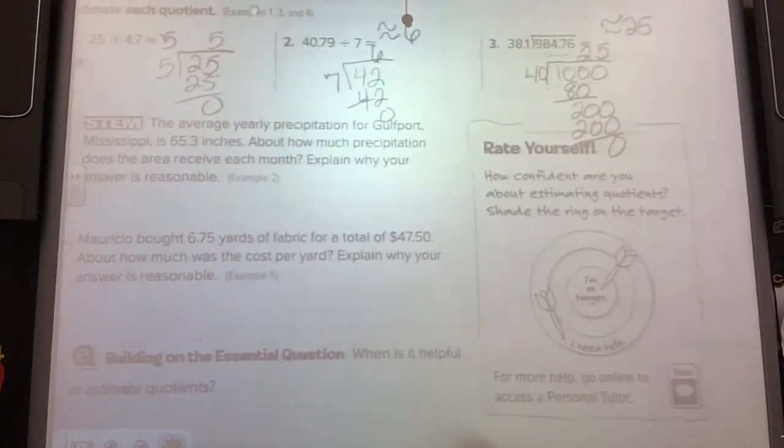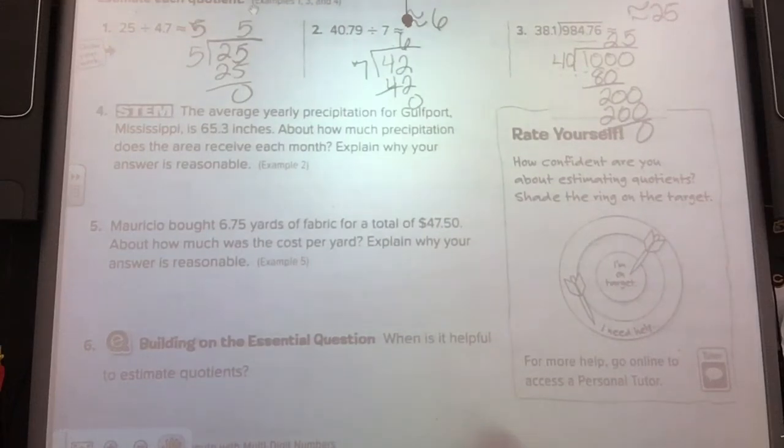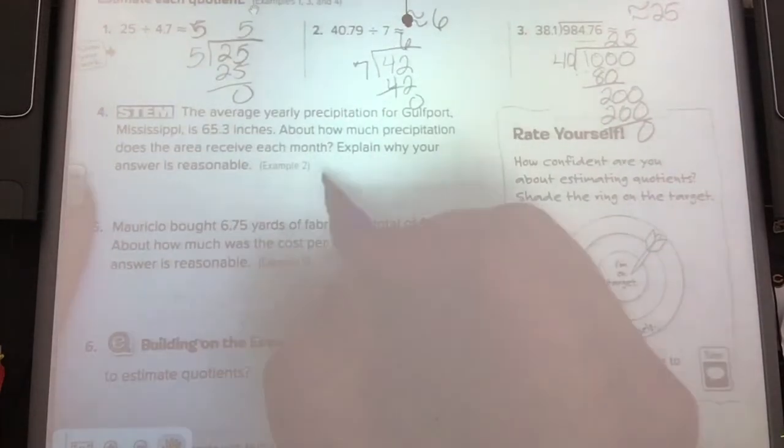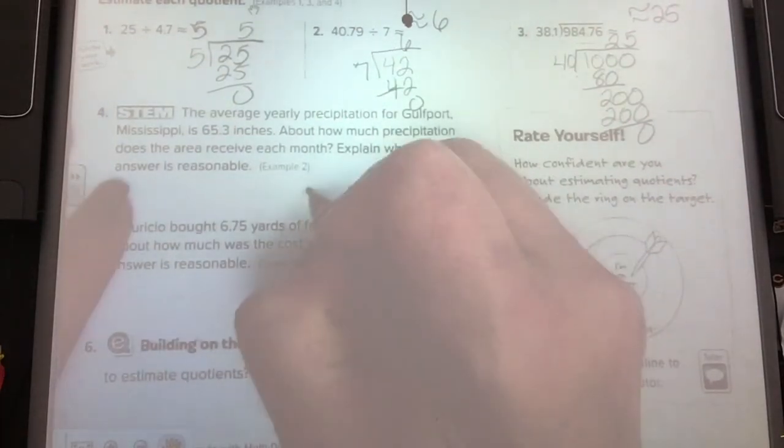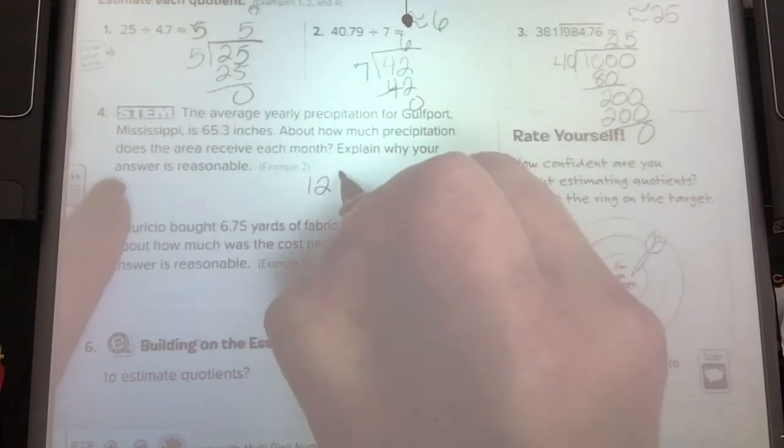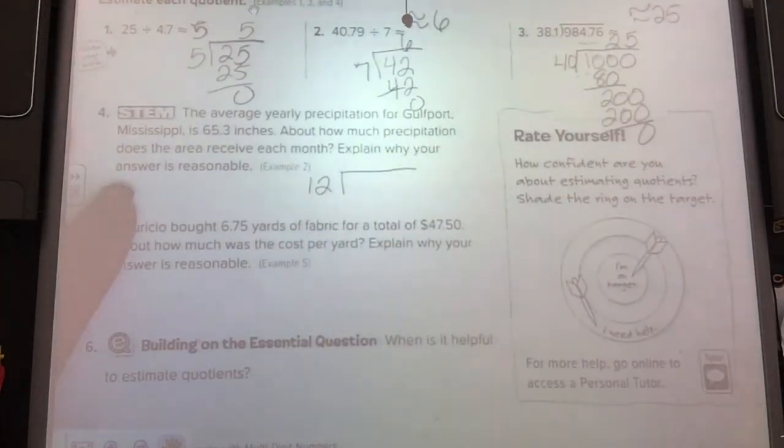All right, the average yearly precipitation for Gulfport, Mississippi is 65.3 inches. About how much precipitation does the area receive each month? Explain why your answer is reasonable. All right, 65.3, and we have to have something that divides by 12 because there are 12 months in a year. So what number is close?